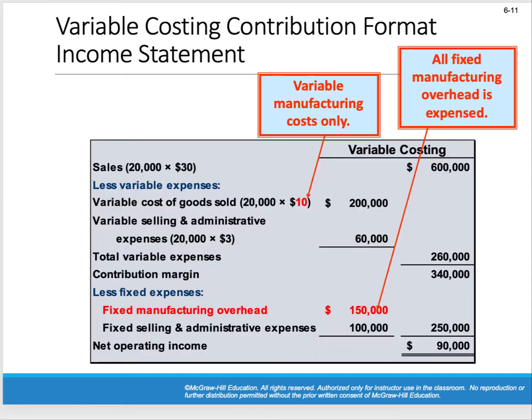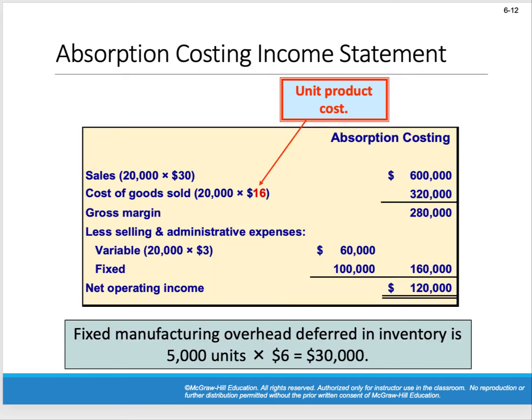Keep in mind the two main differences when putting together the income statements under the variable and the absorption. The variable costing method says, number one, you use the variable manufacturing cost. Number two, you have to use a contribution formatted income statement. Number three, fixed manufacturing overhead expenses are treated as a period cost. That means that we expense all the total fixed manufacturing overhead cost.